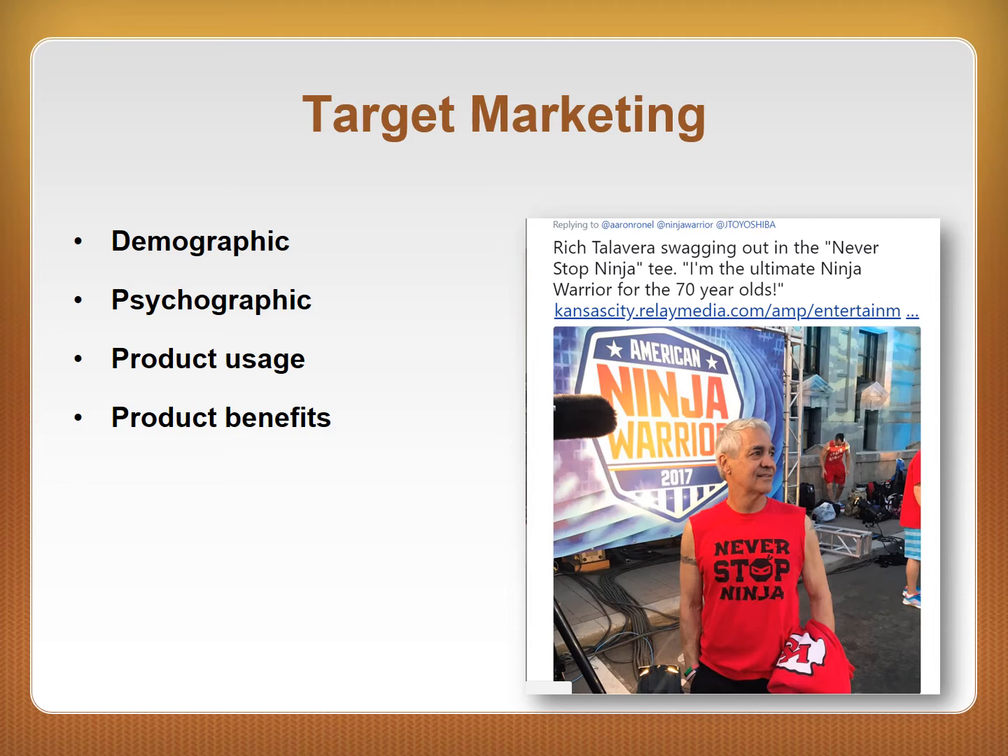So it's identifying groups based on psychological characteristics such as lifestyle, personality, opinions, and values. Product usage refers to identifying groups based on how often or how much they use the product. And then product benefits consists of identifying groups based on the benefits consumers seek from the event.